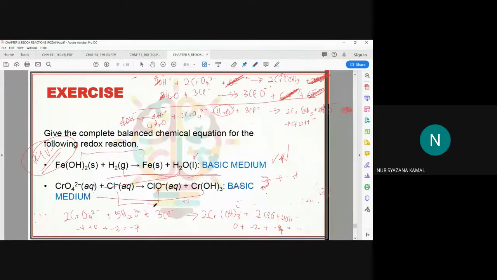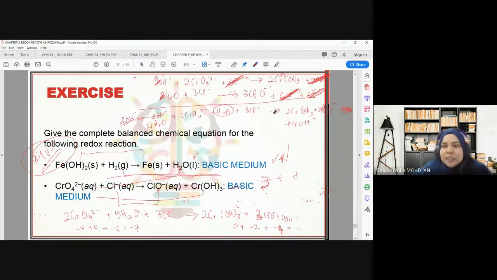Madam, saya dapat ClO tu 3. Oh, sini. Silap. Saya salah ni. Oh, ni kat atas ni. Ya, betul. Tulisan sendiri dah tak macam. Ni 3. So negatif 3 tolak 4, negatif 7. So, negatif 7 balance. So, inilah jawapan bila you ada basic medium.